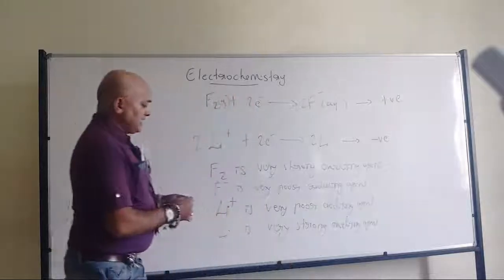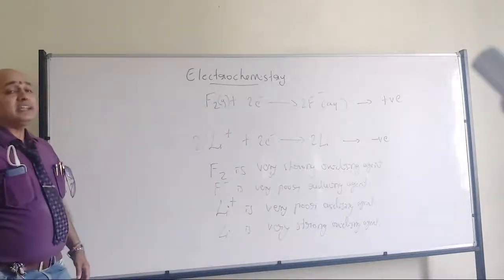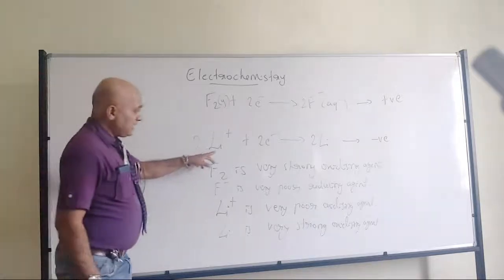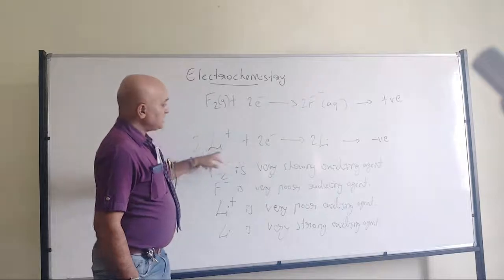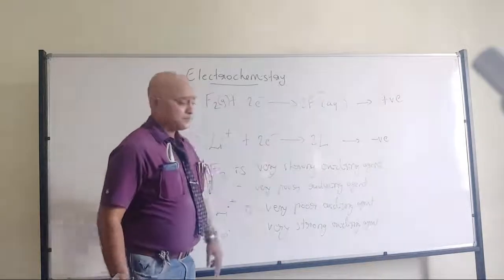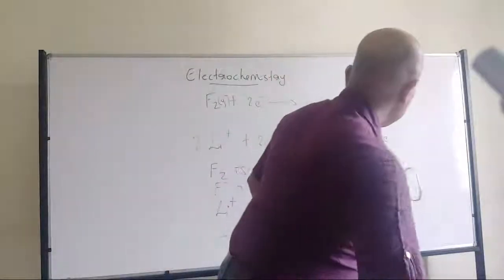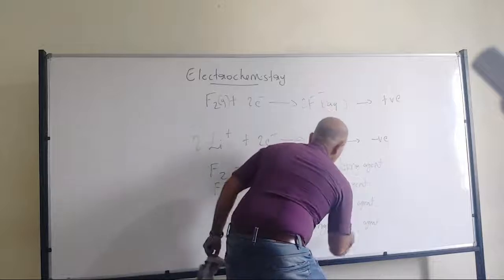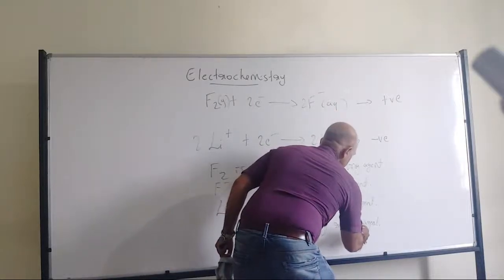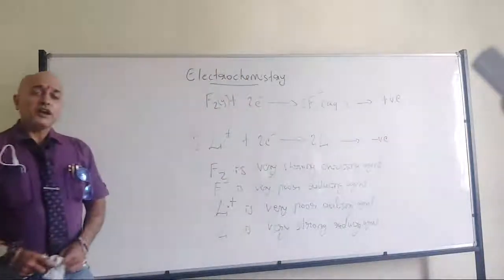Because they can donate the electron very easily. So lithium ion, it will not take the electron very easily. So therefore lithium plus is, here also once again, an oxidizing ion. Lithium is a very strong reducing agent. Okay, got my point?